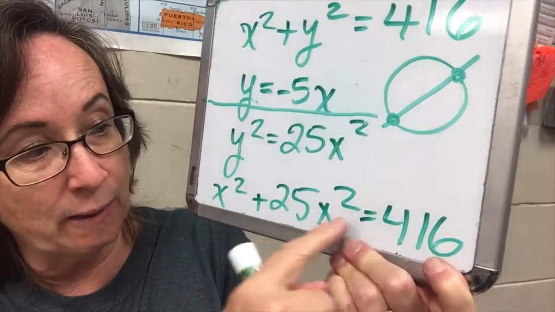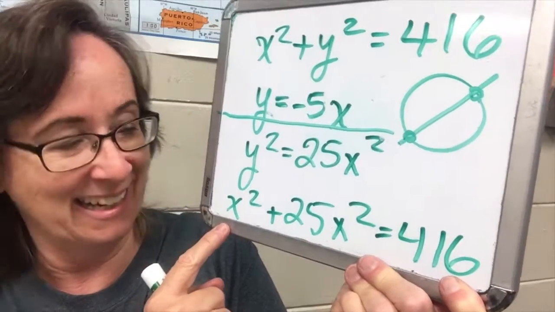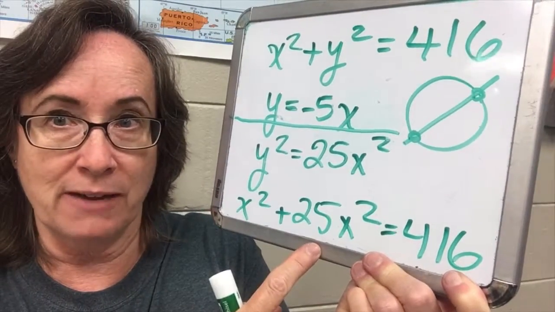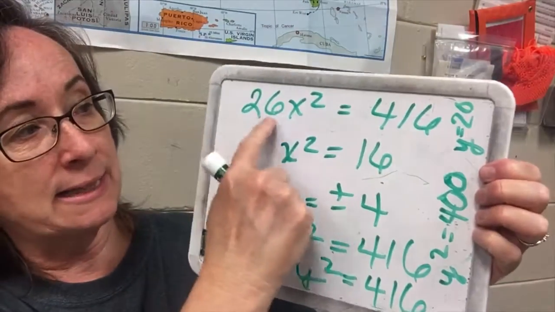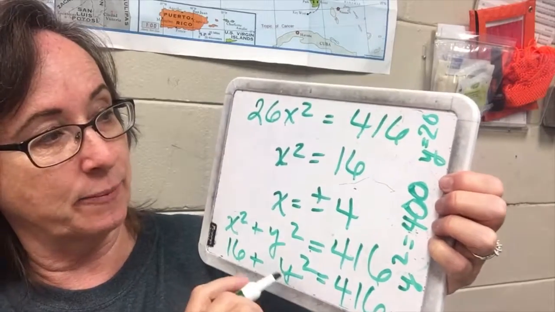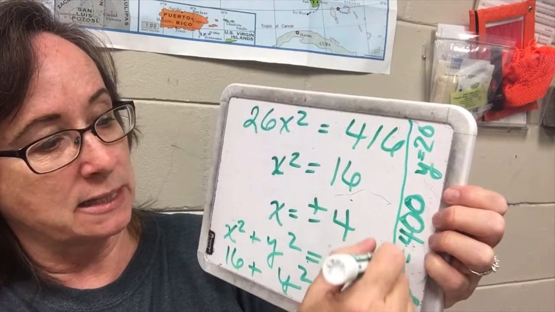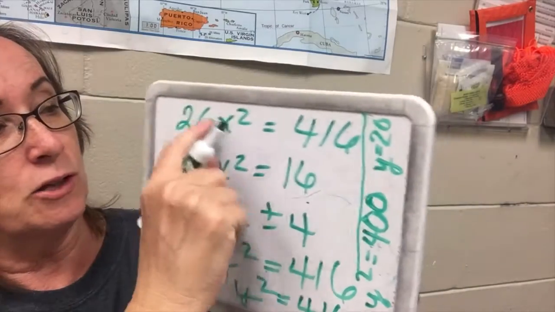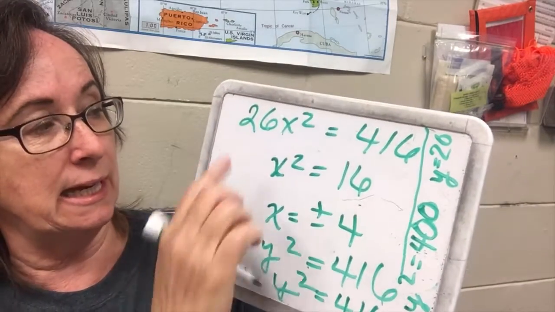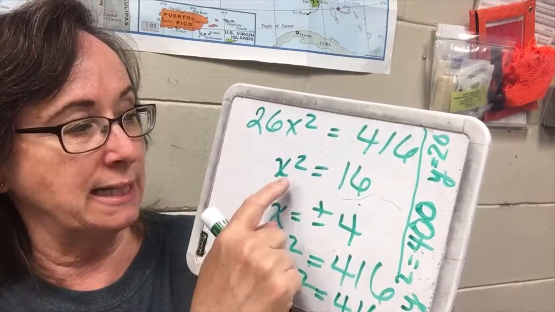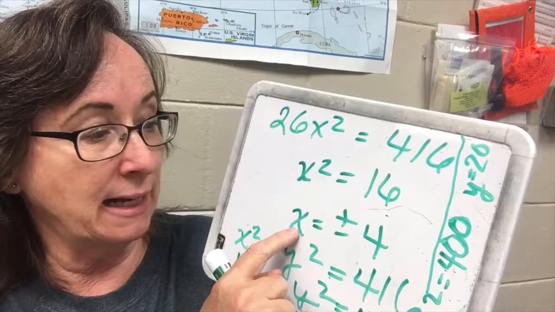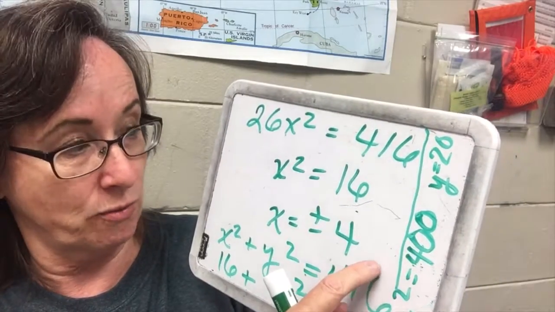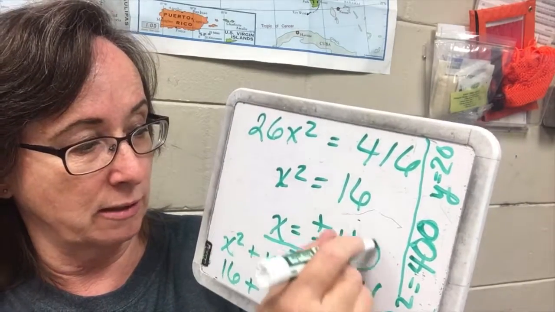Now, do you see an equation that only has x squareds in it? So 1x squared plus 25x squared is going to be 26x squared. And on the next slide, we have 26x squared is 416. I ran out of room, so that's something that's coming up here. So 26x squared is 416. I divide both sides by 26, and I get x squared is 16, which means that x is plus or minus 4. So here's my x solution.